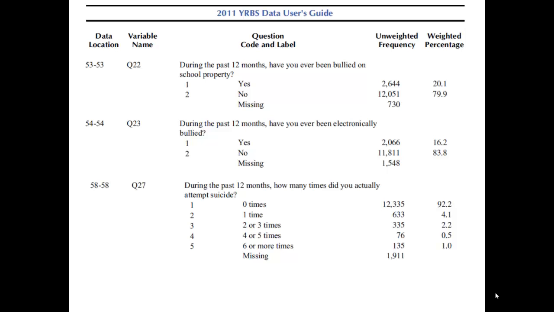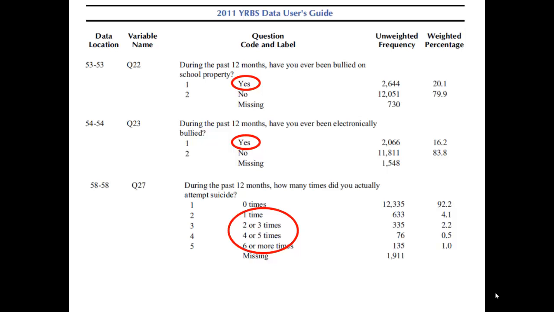Now I have identified, for the convenience of this presentation, and show here on one page, that questions 22, 23, and 27 of the survey will be used to answer our question. When we sort or filter our data, we will need to use the yes answers from questions 22 and 23, which are assigned a numerical value of 1. And then we will need to use the 1, 2 or 3 times, 4 or 5 times, or 6 or more times value of the question during the past 12 months. How many times did you actually attempt suicide, which is question 27, or values 2 through 5.